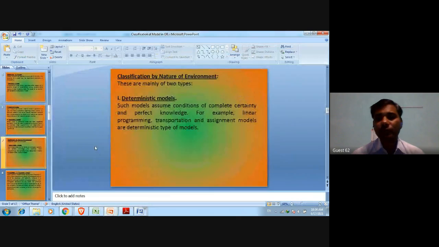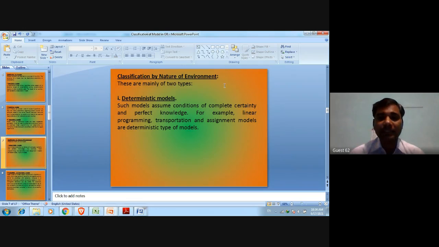The next one is classification by nature of environment. So what types of nature? There are two types of nature of environment. The first one is deterministic and the second one is probabilistic. Deterministic means some definite things, and probabilistic means there are some possibilities or some chances. So deterministic models assume conditions of complete certainty. Certainty means definitely, and perfect knowledge.